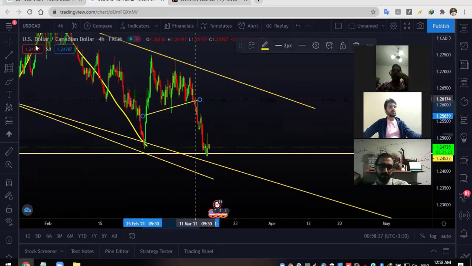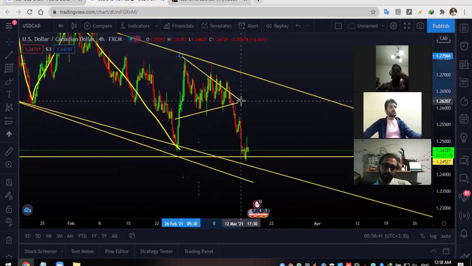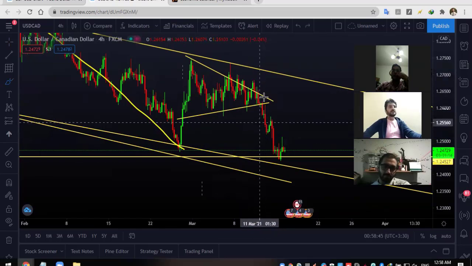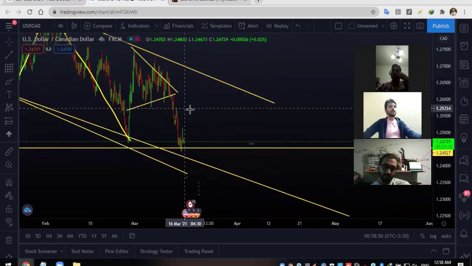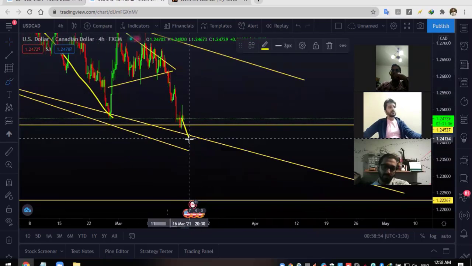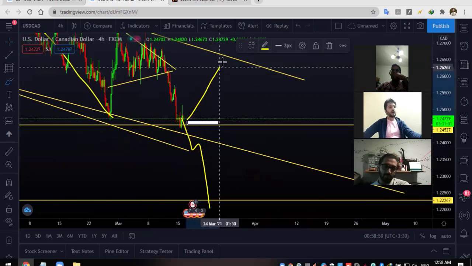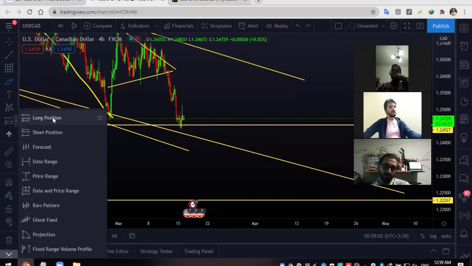As you see, it is a simple symmetric channel with a good retest. Here it was a nice retest, and after that the drop. So after this rally, in that case, if the price isn't able to break this line for a simple bearish movement, it is going for a nice buy. In that case, I'm going to wait until the confirmation of that.